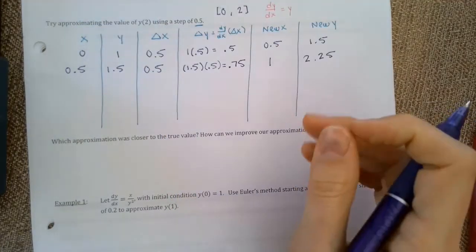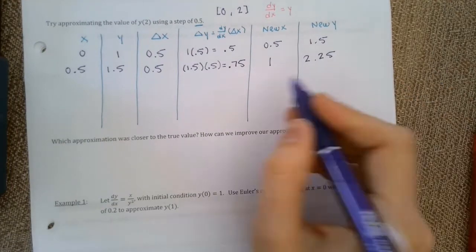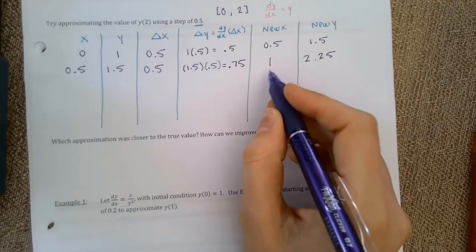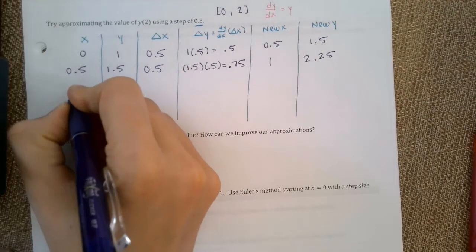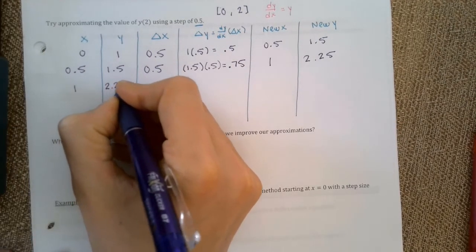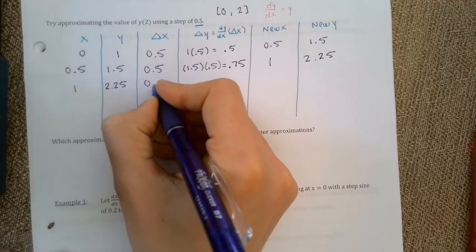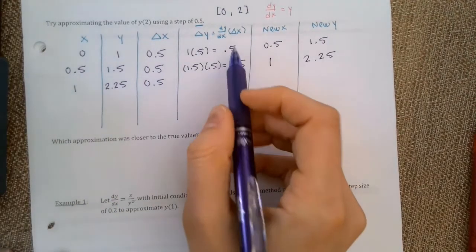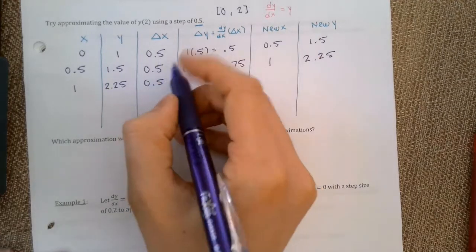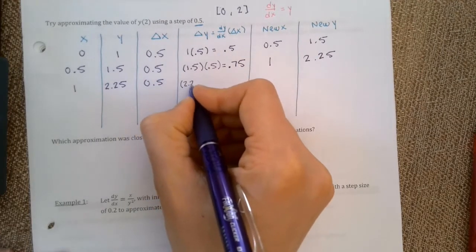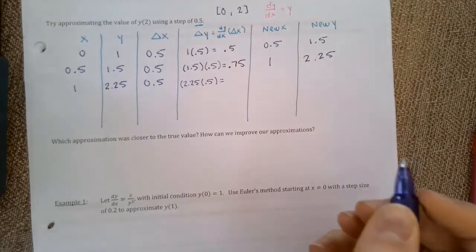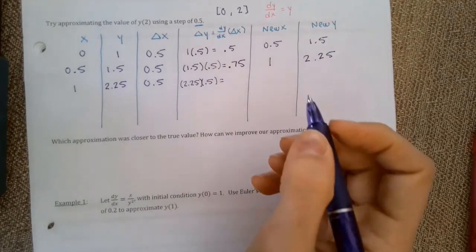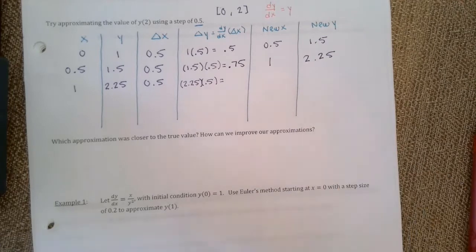Okay, so I start over. I'm halfway there though, because this is my new x, and I'm looking to get to 2. So I'm halfway there. So 1, 2.25. My step size is still 0.5. But now I need to multiply my slope, 2.25 times 0.5. Okay. Oops, forgot parentheses. All right, and I'm going to get a little lazy. I'm going to put that in my calculator.